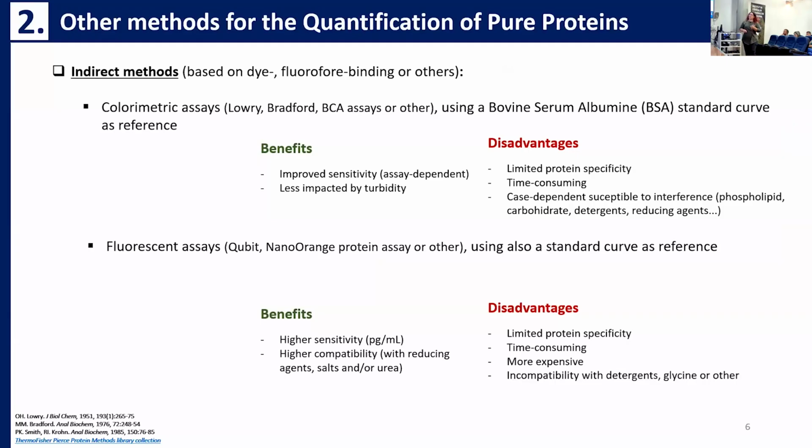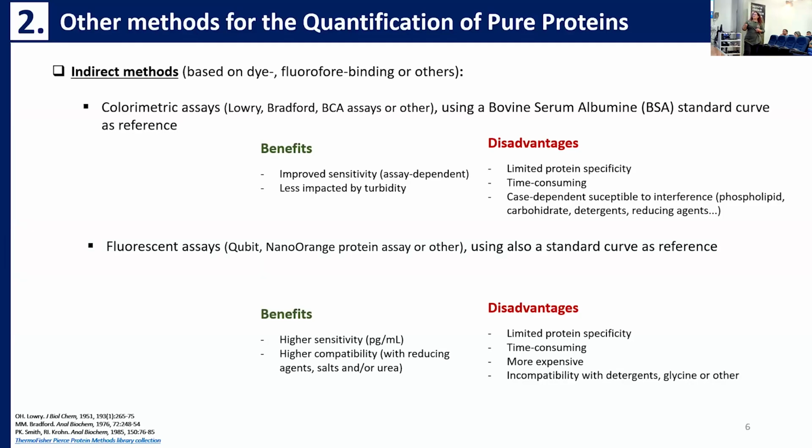There are other alternative methods to quantify, for example, proteins, that are indirect methods that consist of colorimetric or fluorescence assays. Some examples could be the Lowry, Bradford, or BCA assays, which use specific dyes that bind to the amino acids of the proteins, and using a commercial standard curve of bovine serum albumin, we can extrapolate the concentration that we have in our samples.